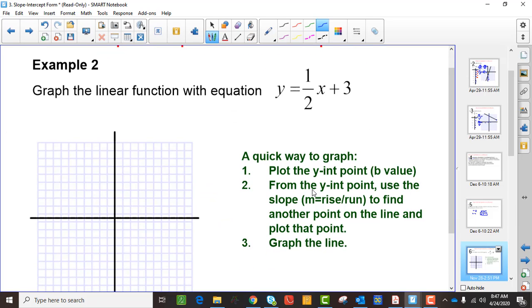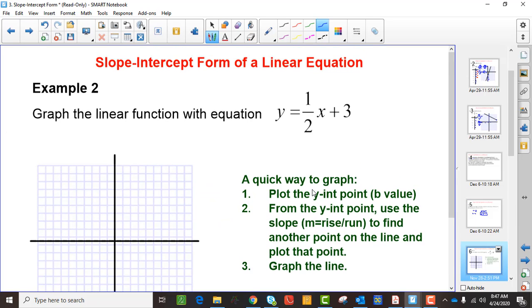Now, the next part of this, it makes it much easier to draw as well. So instead of doing a table of values, what I can do is, that's my y-intercept. So I know that point. So I go 1, 2, 3. There's my y-intercept. And then this is rise over run. You remember that from the slope video. So what I do is I just use the slope from there. So I run 2 and I rise 1. Okay? And I get my second point. And so this is 3 and this is 1, 2.